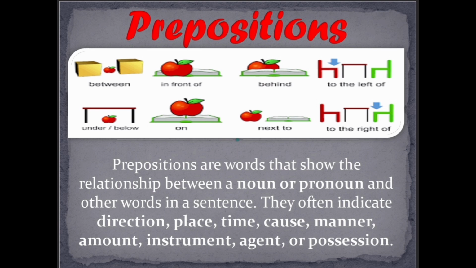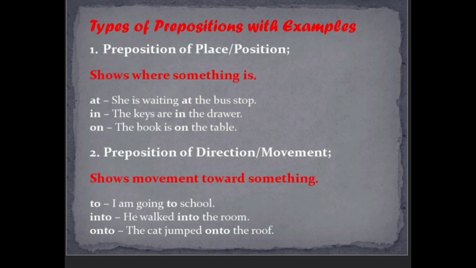Okay. Now, let us look at prepositions with examples and then the types of prepositions. First, we will discuss prepositions of place or position. As the name suggests, these prepositions show the position or location of something. Here we have some examples. Prepositions of place or position show where something is. Okay, we'll understand with examples.